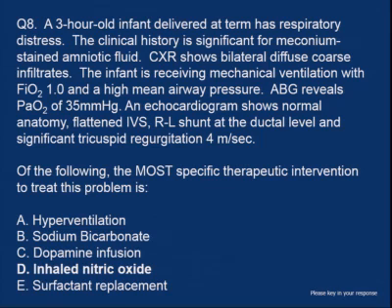So, 3-hour-old infant delivered at term, respiratory distress. Clinical history: significant meconium aspiration, meconium stained fluid. Chest X-ray shows bilateral diffuse coarse infiltrates. The infant is receiving mechanical ventilation with FiO2 of 1 or 100% and a high mean airway pressure. Arterial blood gas reveals a PaO2 of 35 millimeters of mercury. Echocardiogram shows normal anatomy, flattened intraventricular septum, right to left shunt at the ductal level, and significant tricuspid regurgitation of 4 meters per second. All of these things are consistent with significant persistent pulmonary hypertension.